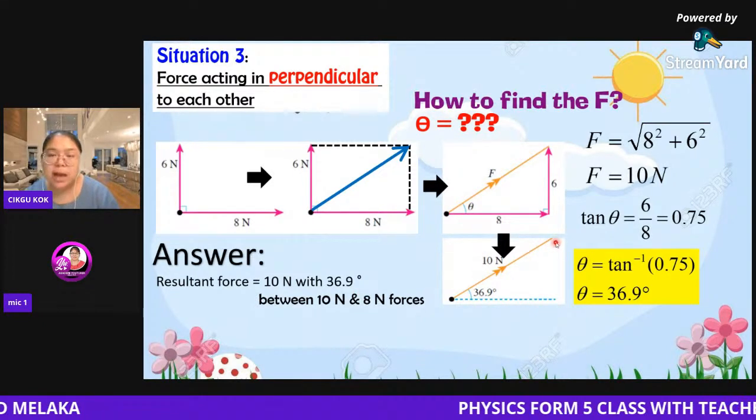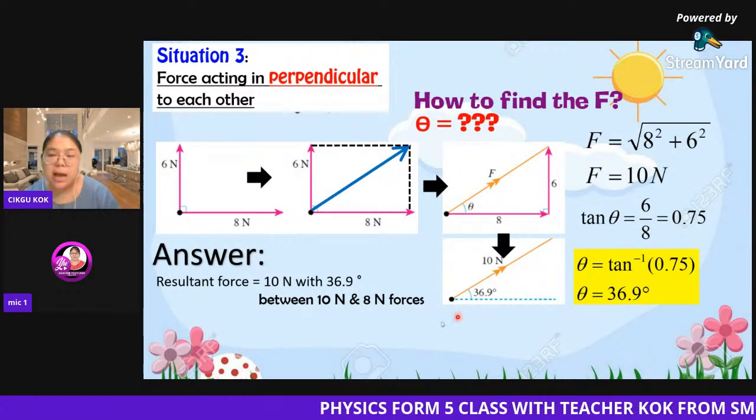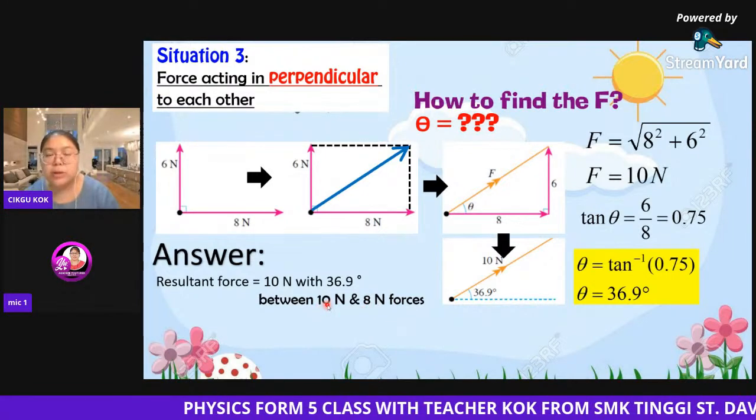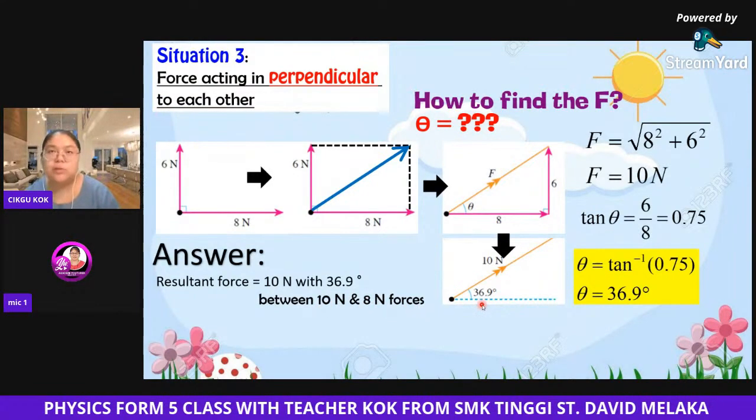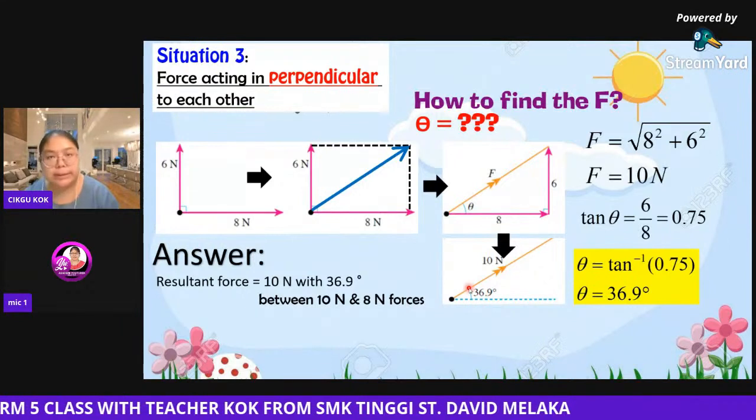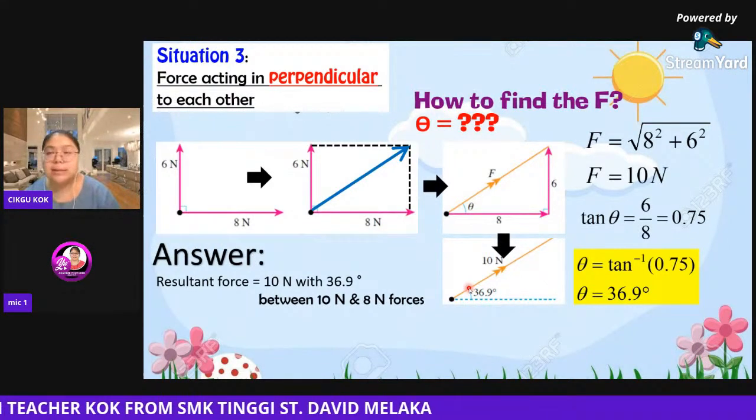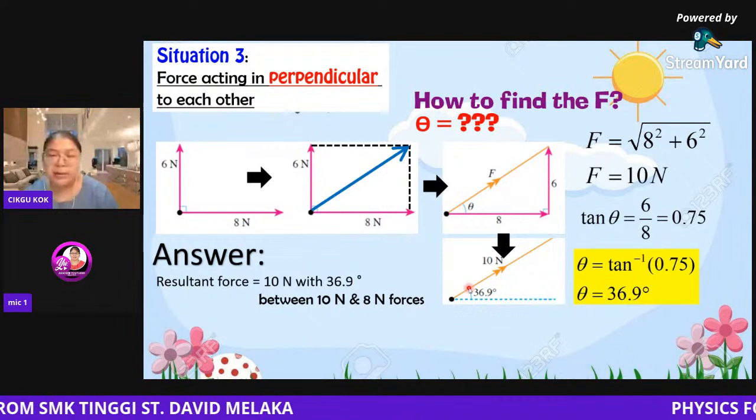You can say up also can. You can say down also can. So now I mentioned it's between 10 and 8 Newton, then it's understood. The location must be here. Okay, so this one is the third situation to find the resultant force.